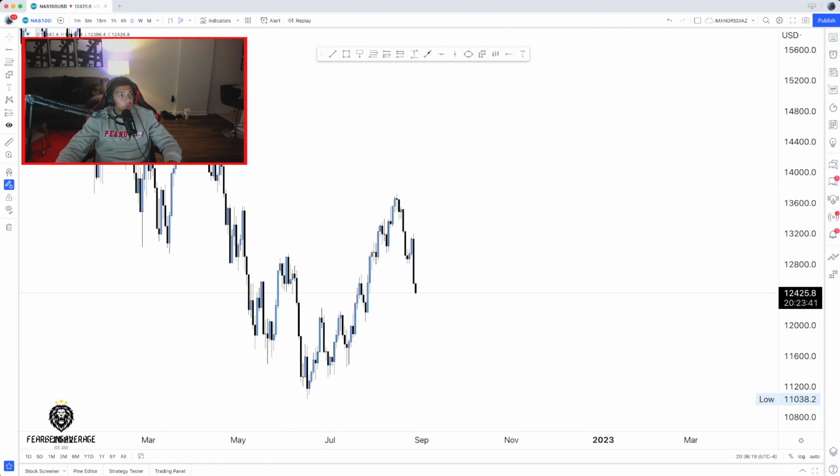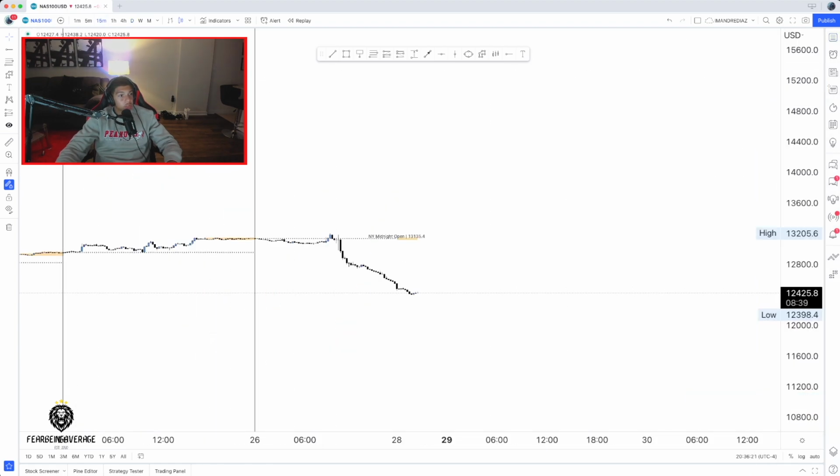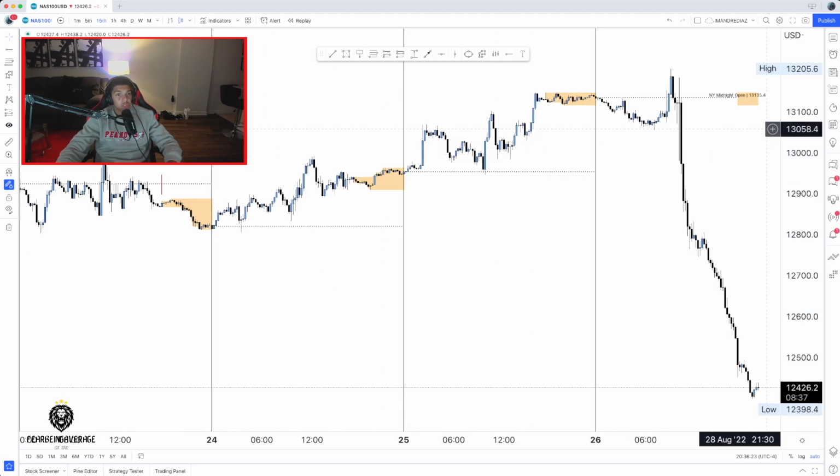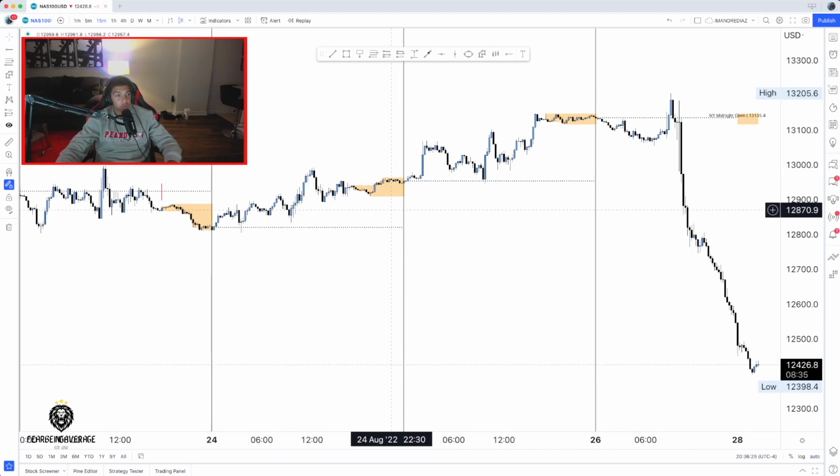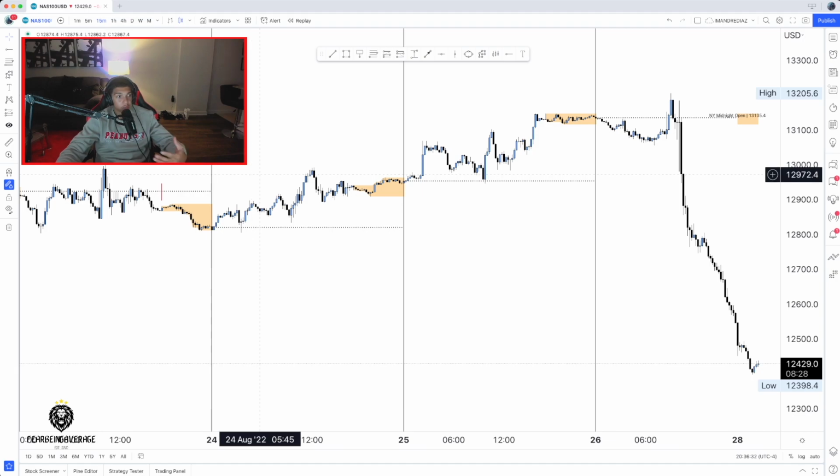So now that we're here, we're going to go to the 15-minute time frame, and I'm going to put these indicators. And if you don't know what these indicators are, basically these horizontal lines are just indicating where the 12 a.m. open is, the 12 a.m. midnight, so 12 a.m. New York time. We have this line over here. Let me get rid of that.